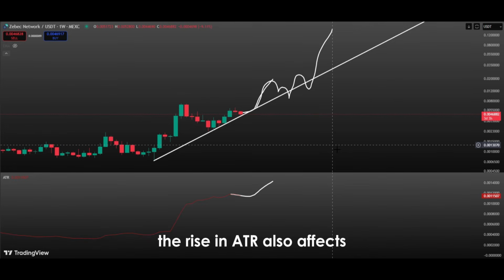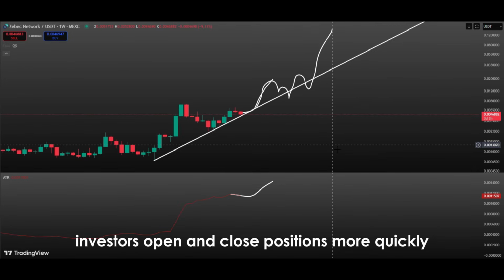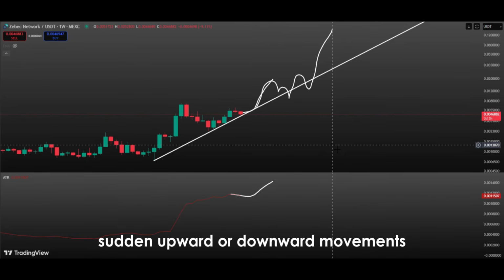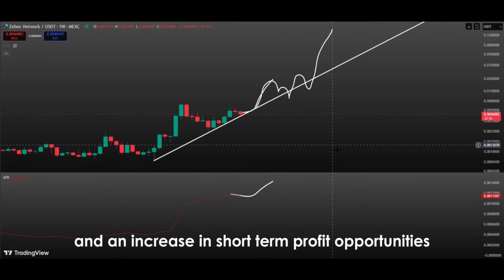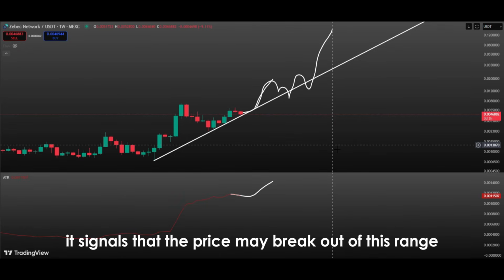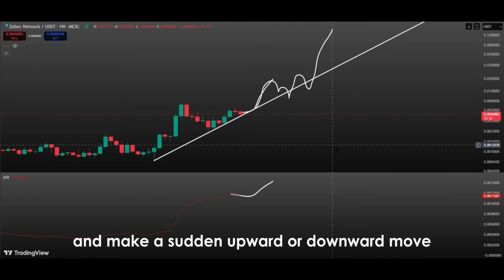The rise in ATR also affects market liquidity and trading volume. As the price becomes more volatile, investors open and close positions more quickly. This leads to wider price swings, sudden upward or downward movements, and an increase in short-term profit opportunities. For instance, if the price of a coin moves within a stable range while ATR rises, it signals that the price may break out of this range and make a sudden upward or downward move.